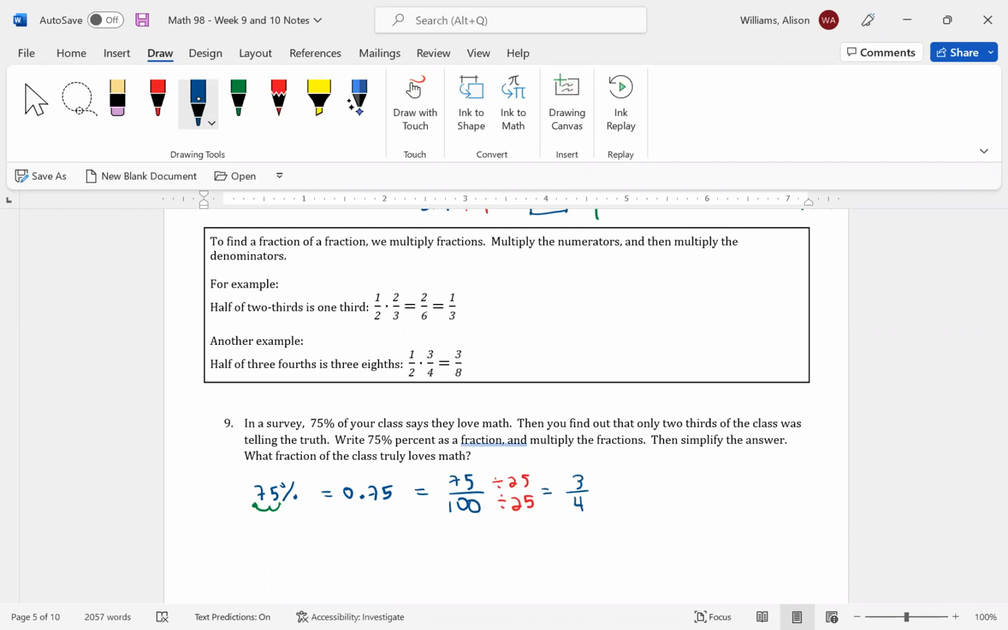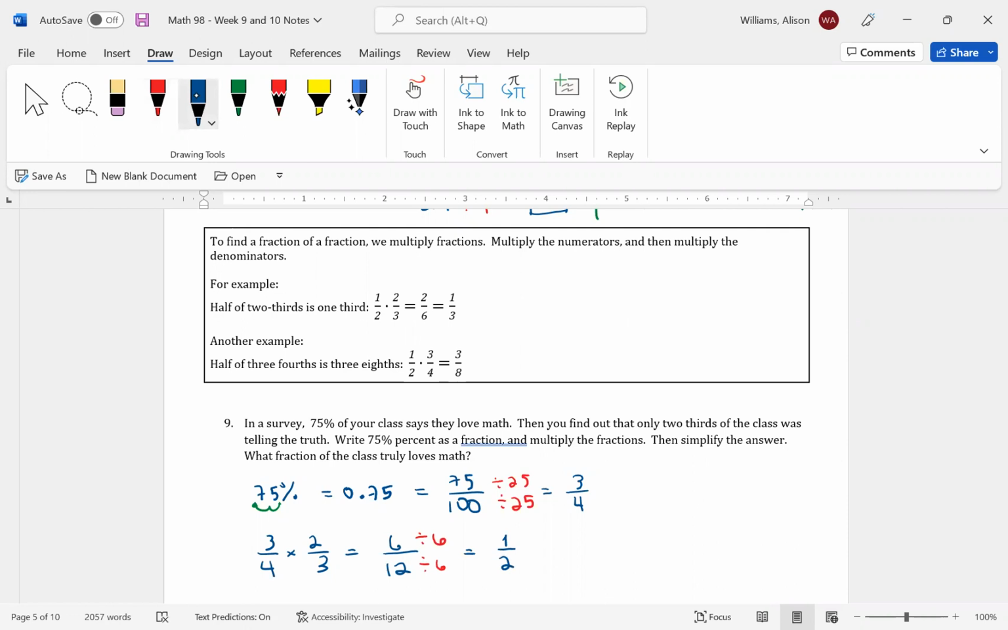Okay, so then they say take the 75% and write it as a fraction and then multiply it by the 2/3 that actually only really like math. So we're going to take 3/4 and times it by 2/3. All right, so we're going to multiply straight across. So that's going to be 3 times 2, which is 6, 4 times 3, which is 12. And then we can reduce that number, divide top and bottom by 6, which is going to come out to 1/2.